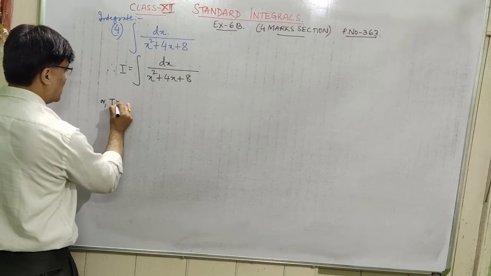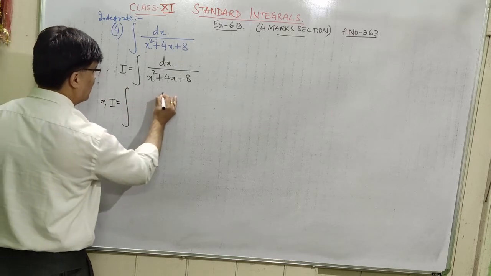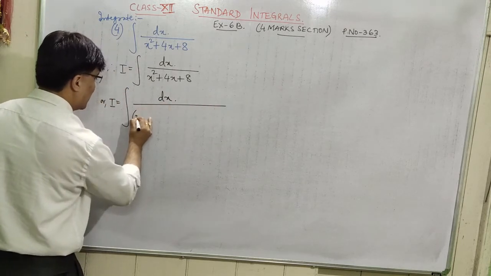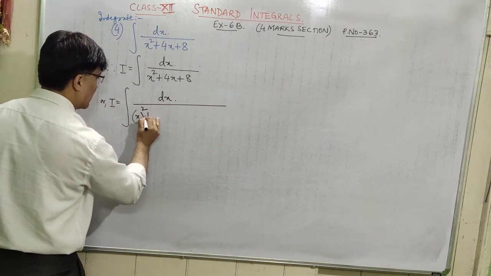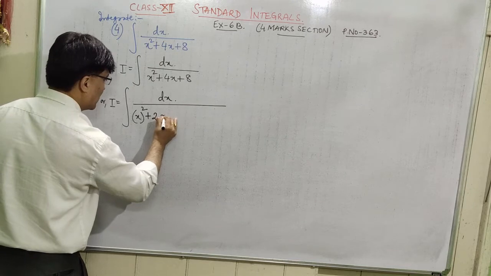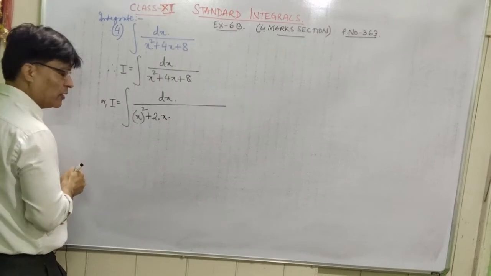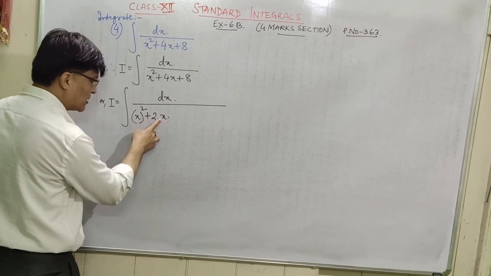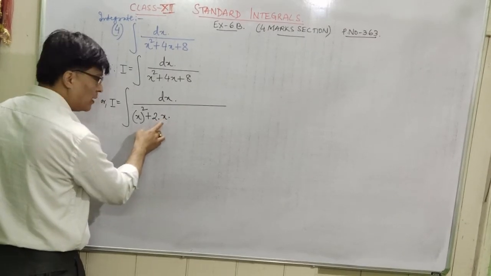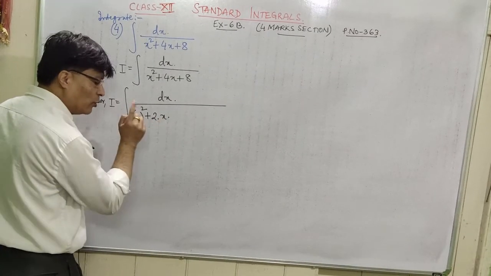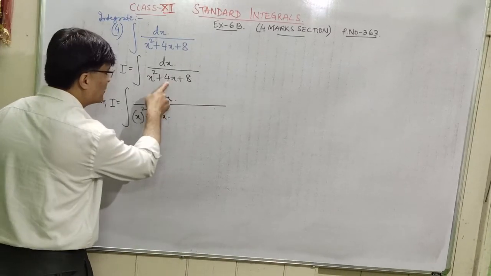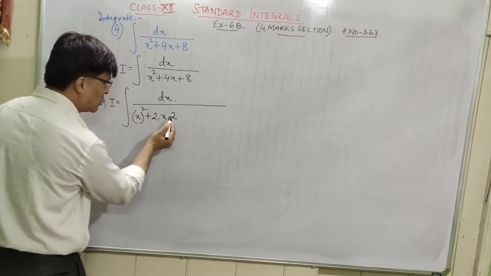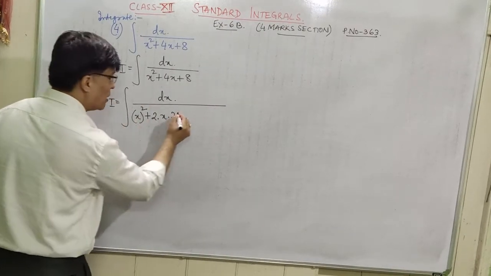So I is equal to integration of dx, what is a whole square? This is x whole square plus 2 into a means x. Here the value for a is x, isn't it? So it is 2x. By which number will you multiply this 2x to get 4x? That means the value for b will be 2. So that it will be 2 into 2, 4x.